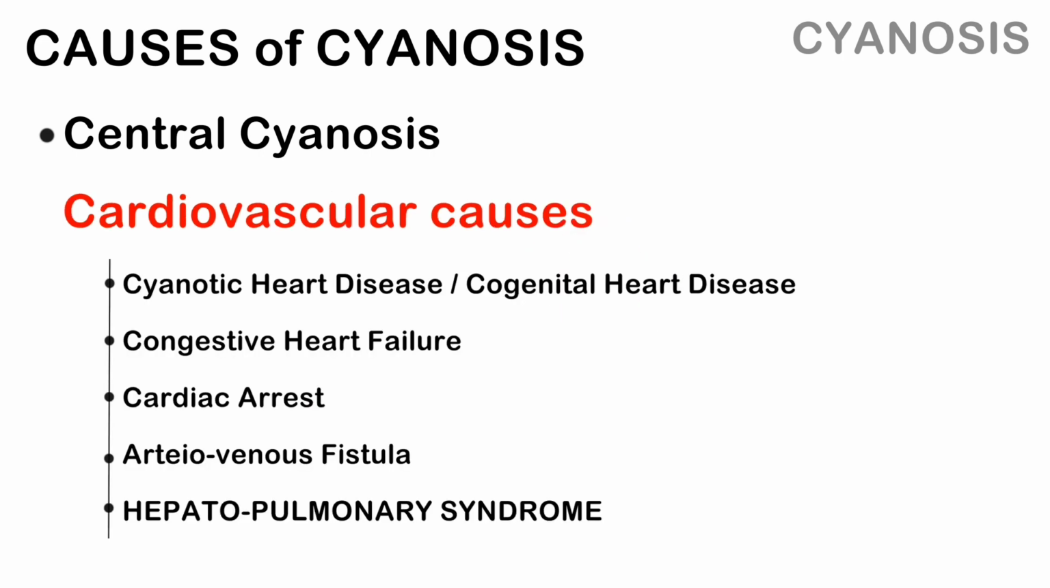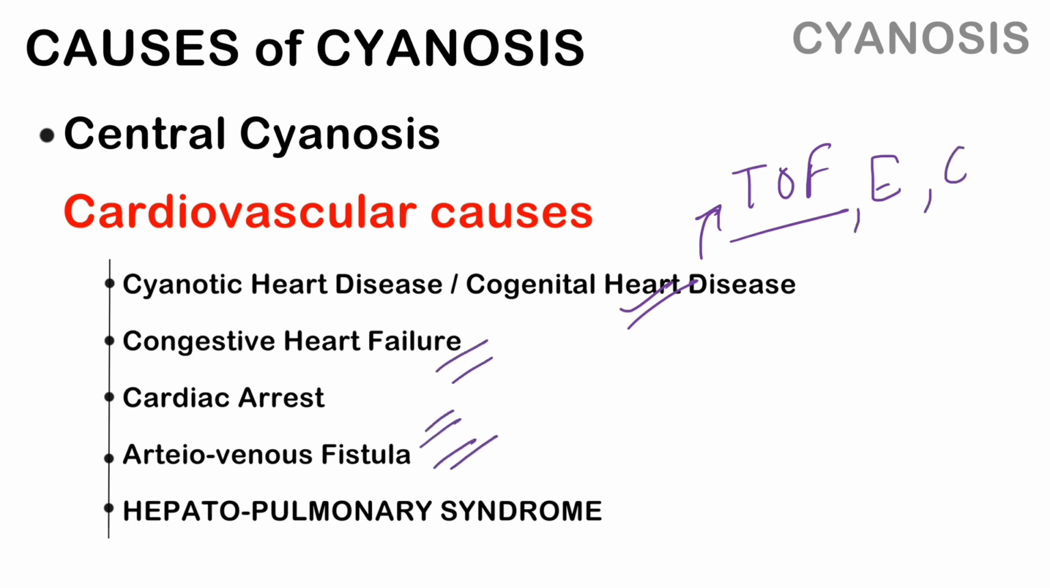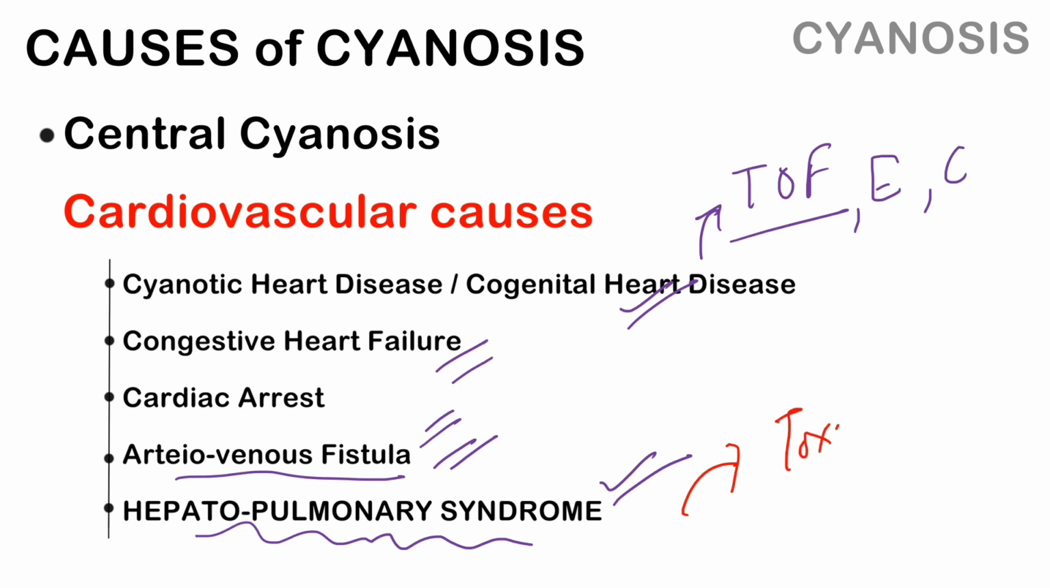Next, we are going to talk about cardiovascular causes of cyanosis. First is cyanotic heart disease or congenital heart defects, which include tetralogy of Fallot or Eisenmenger syndrome or congestive heart failure or cardiac arrest. Also, arteriovenous fistula, if present, will lead to decreased oxygen saturation levels in the blood, causing cyanosis. Another cause of central cyanosis is hepatopulmonary syndrome. That is when toxins are not properly eliminated from the blood which is supplied to the pulmonary system.